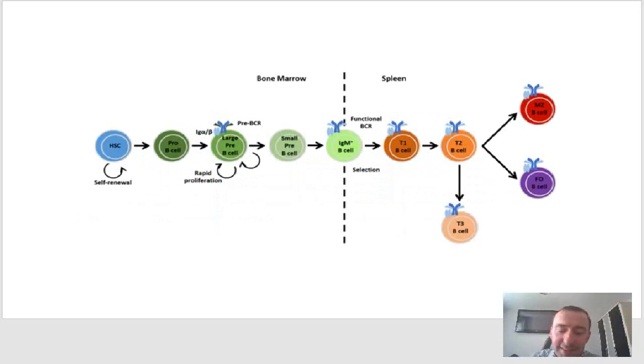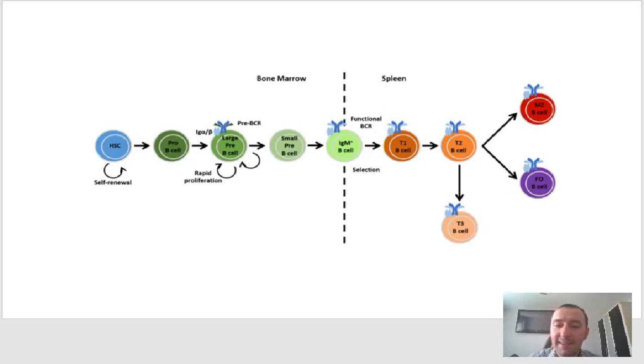Okay, folks, this slide gives you a summary of how a B cell develops. It goes from a stem cell through a series of pre-B cells, where it rearranges its B cell receptor. We make sure that the B cell receptor works, and we also check to see if it reacts against self-antigen. At the end of that process in the bone marrow, it becomes an immature B cell. That immature B cell makes its way to the spleen. In the spleen, the B cell becomes a transitional B cell, a T1 B cell.